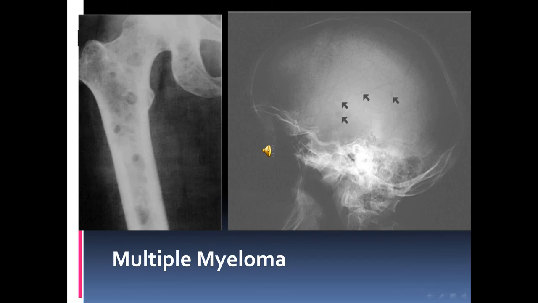Multiple myeloma is a common malignant bone tumor that can be seen here in the skull, and in the right femur and the pubic bone. Both X-rays show multiple well-defined small osteolytic bony lesions involving the medulla of the right femur and the pubic bone, and a few are also seen in the lateral skull X-ray near the black arrow. This represents features of multiple myeloma.